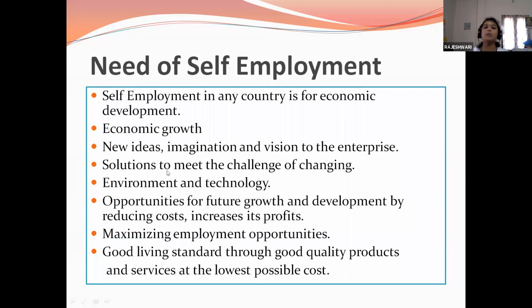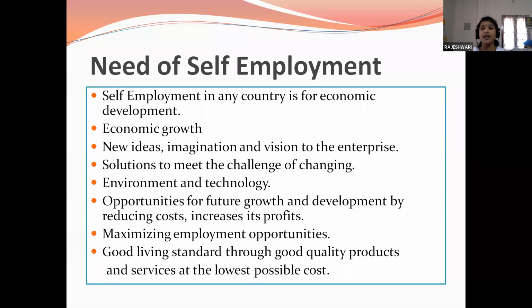So, a solution to meet the challenge of changing. Yes, our environment is changing day by day. So we can face the challenge by creating new things in this environment. Creative and innovative things, and creative new technology also, we can implement. Then this creates opportunities for future growth. Yes, definitely. If we create new innovative ideas now, this will create future development as well as growth and development.